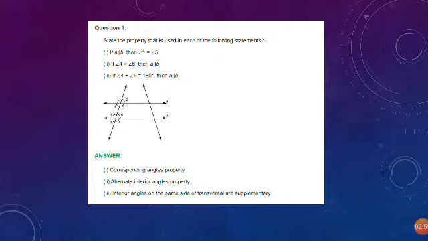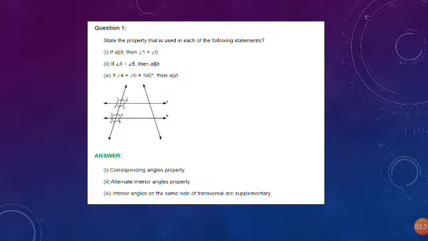State the property that is used in each of the following statements. First, if A is parallel to B, then angle 1 equals angle 5. Second, if angle 4 equals angle 6, then A is parallel to B. Third, if angle 4 plus angle 5 equals 180 degrees, then A is parallel to B. First one, angle 1 equals angle 5. Which property?